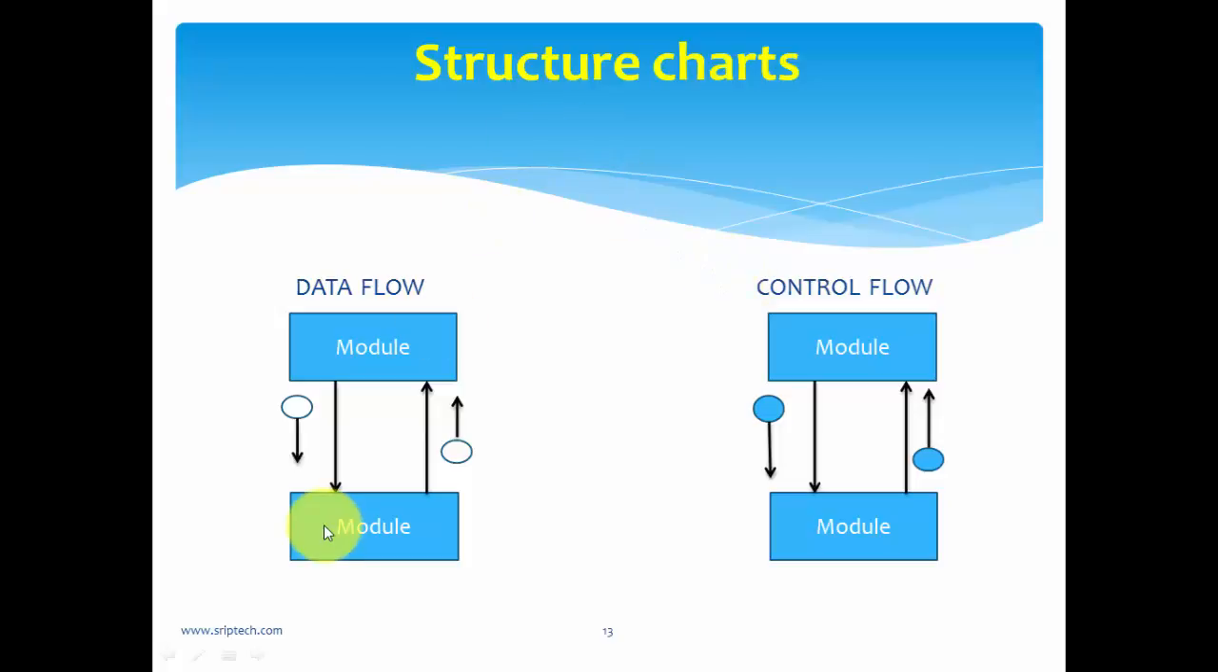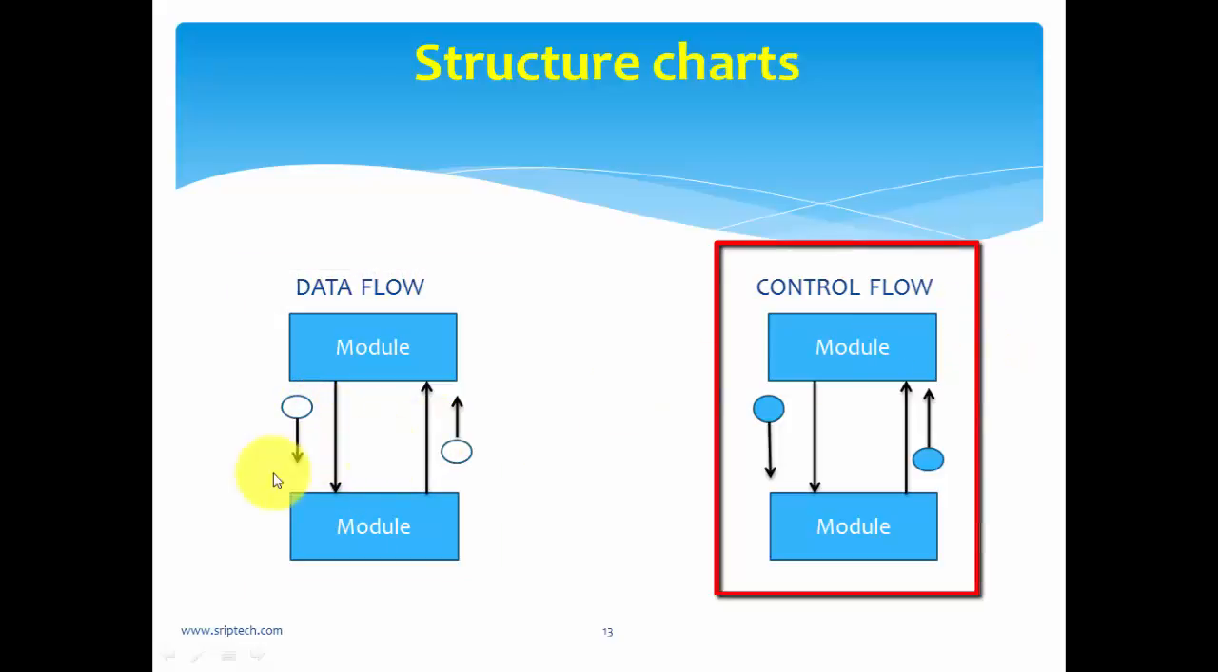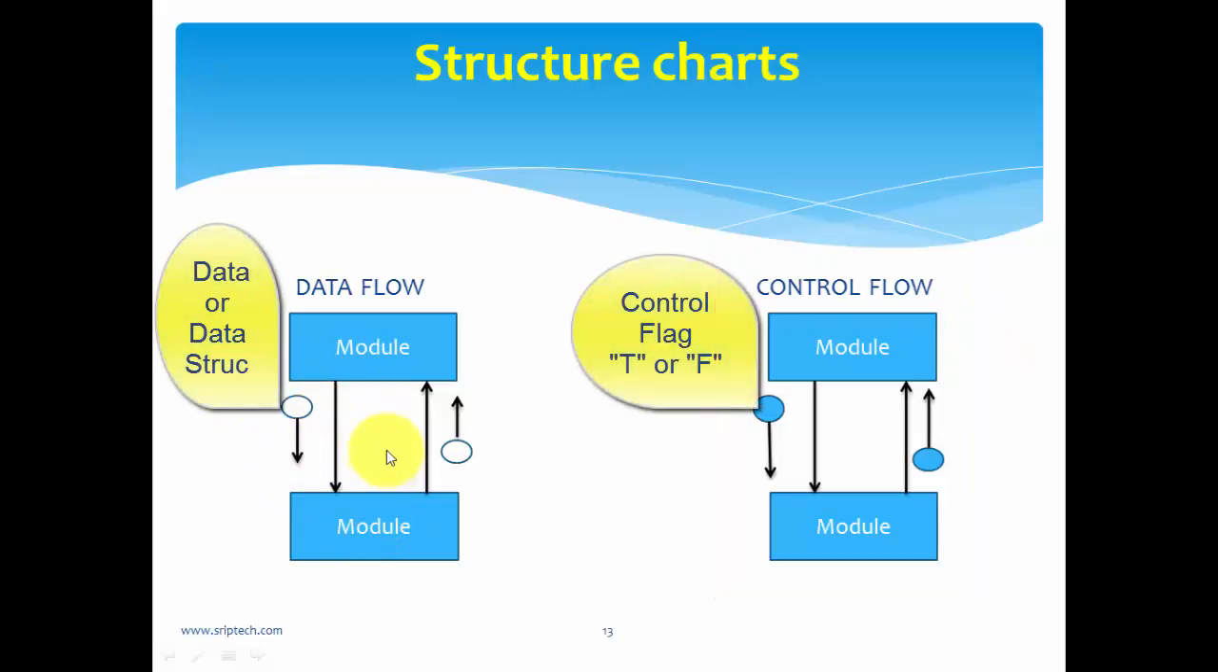Now structure charts also have two types of flows between modules. We call them a data flow and a control flow. When two modules are interacting with each other, either I pass data between the two modules or I pass control between the two modules. On the left hand side you can see an example of a data flow. On the right hand side you can see a representation of a control flow.